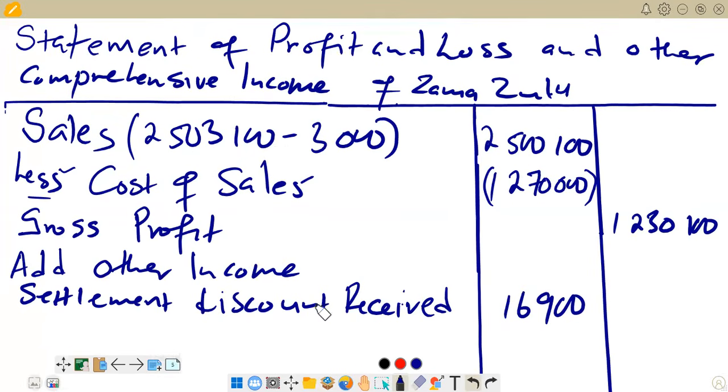So we are here now. We are saying we have got rent income. And the income that we are given there is 10,000 per month. So we say 10,000 times 12.